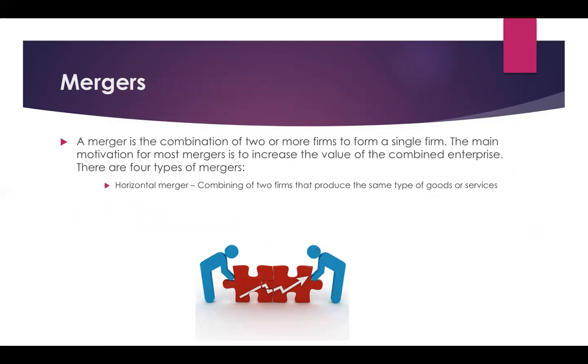First being the horizontal merger, which is basically the combining of two firms that produce the same types of goods and services. An example of this would be HP and Compaq, two computer companies that formed a horizontal merger a number of years ago. Typically, a horizontal merger decreases the competition within the marketplace.